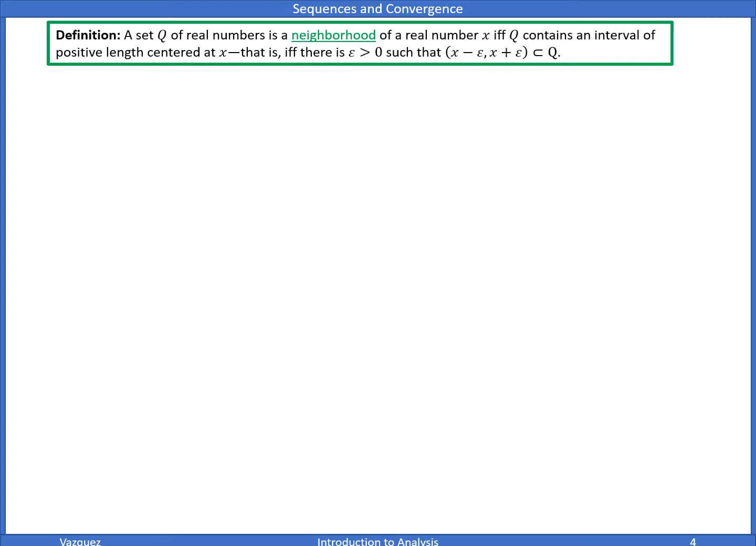So it says a set Q of real numbers is a neighborhood of a real number x if and only if Q contains an interval of positive length centered at x, that is, if and only if there is an epsilon greater than 0 such that that interval is a subset of Q. Again, kind of a lot to unpack, but this one's a lot easier to understand.